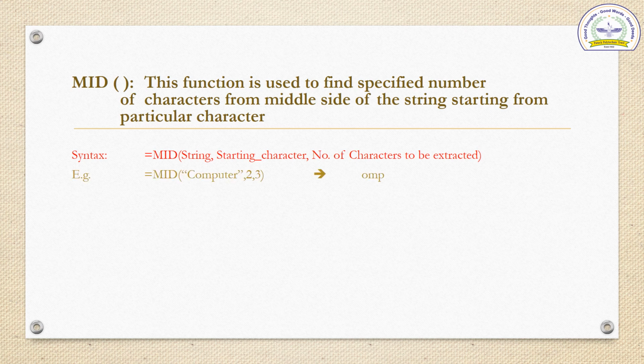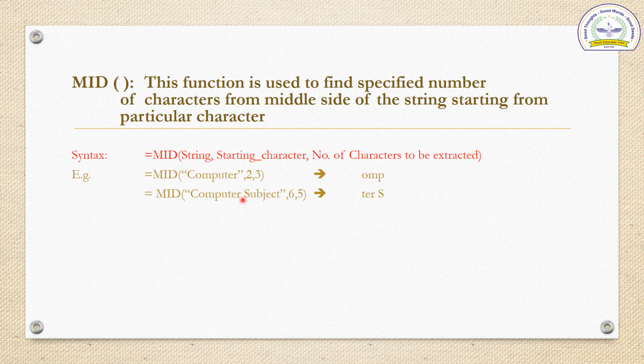For the first case, here the string computer is given, and the extraction will happen from the second character of the word computer, that is O, and starting from O, 3 characters will be extracted. So in this case, the output is equal to OMP. In the next case, the starting place of extraction is the sixth character, and starting from the sixth character, 5 characters need to be extracted.